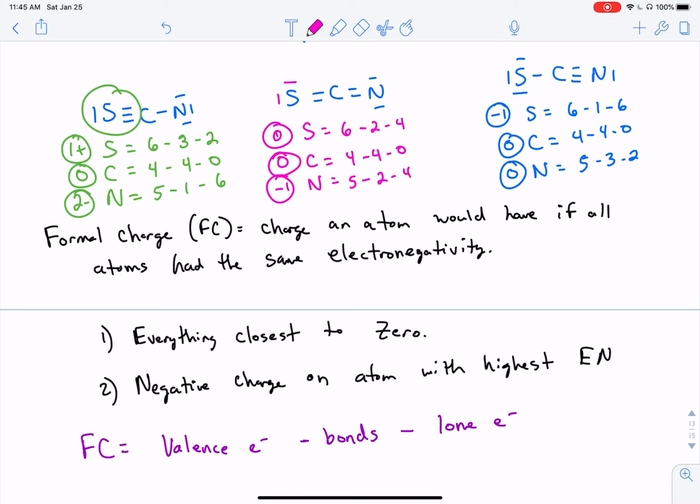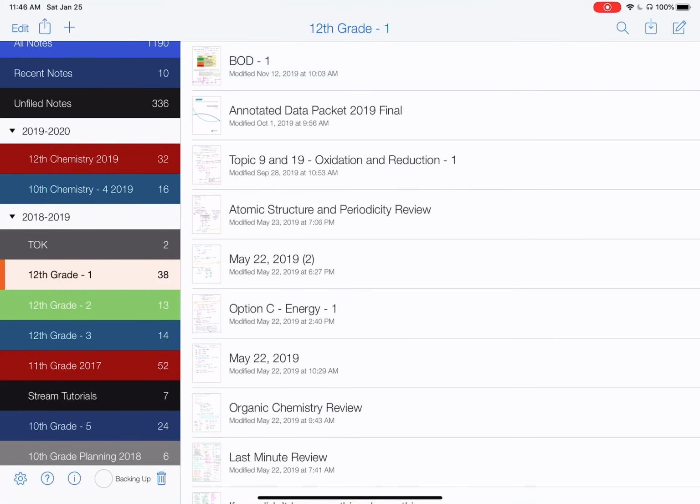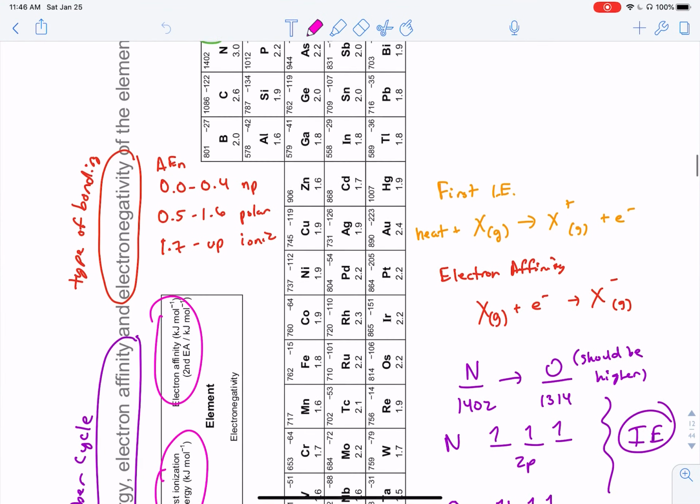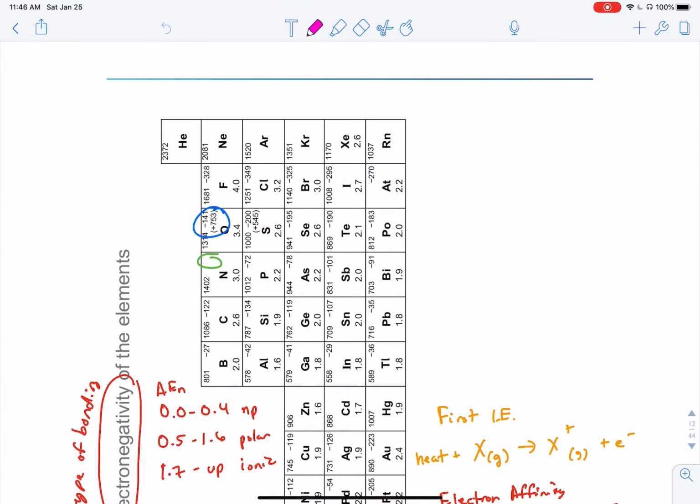So like Amir said, there's a tiebreaker. The second and third ones are the same, and closest to 0. So you can rule the first one out right away. But now the negative charge has to be on the more electronegative atom. I'll double check, but I'm pretty sure that's nitrogen here. If you don't know, go to your data packet and look at electronegativity right here.